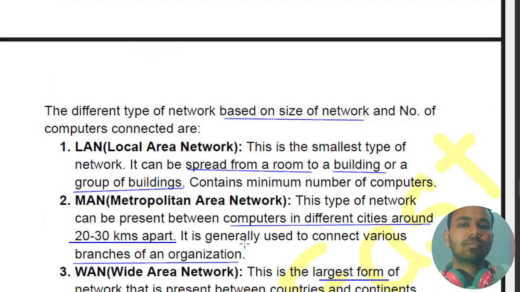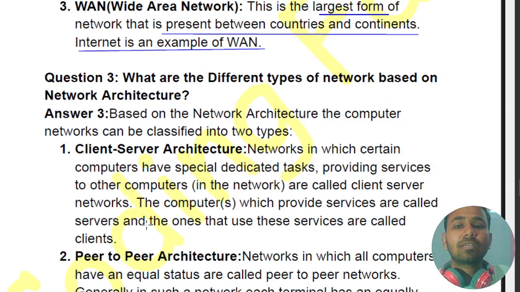So based on the size we have seen earlier. Based on size we have LAN, MAN and WAN. Third is based on the network architecture. Based on network architecture, the computer network can be classified into two types. They are client server architecture network, in which certain computers have a special dedicated task providing services to other computers in the network, are called client server networks.